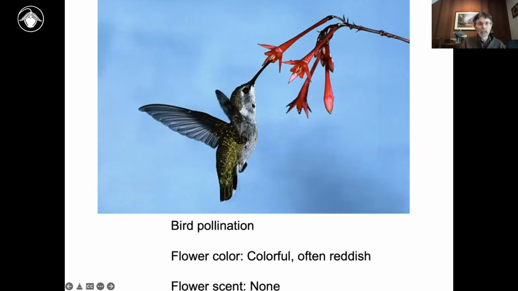But birds, pollinating birds at least, have a really poor sense of smell. And so the floral scents are generally not detectable floral scents associated with bird pollinated flowers, at least from our noses. They appear to be pretty scentless commonly.